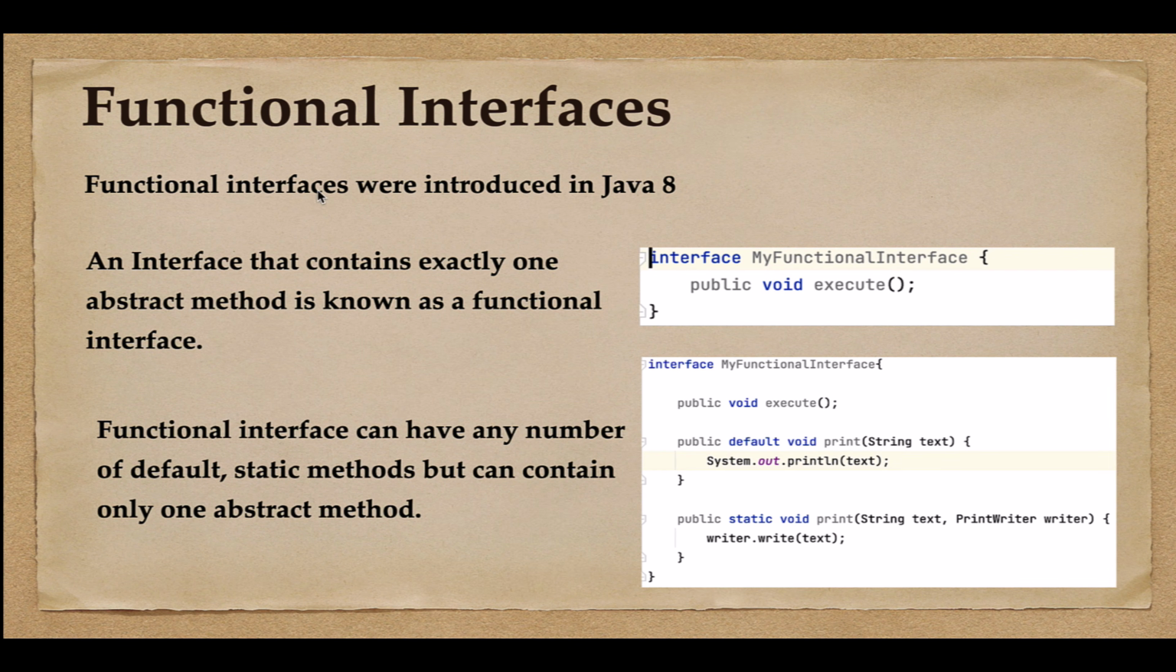Well, functional interfaces were introduced in Java 8. An interface that contains exactly one abstract method is known as a functional interface. Alright, so a functional interface is an interface that contains exactly one abstract method. For instance, look at the code snippet here. My functional interface is an interface and it contains exactly one method, that is the execute method.